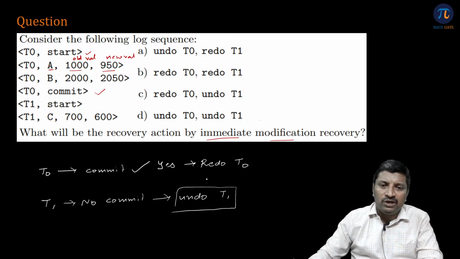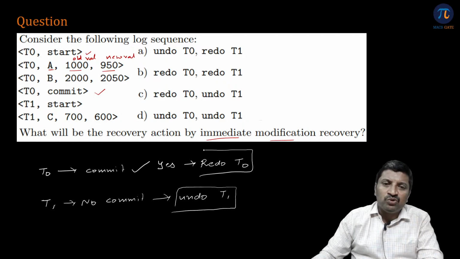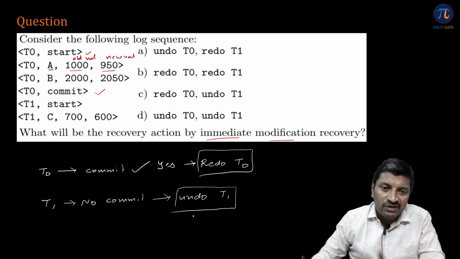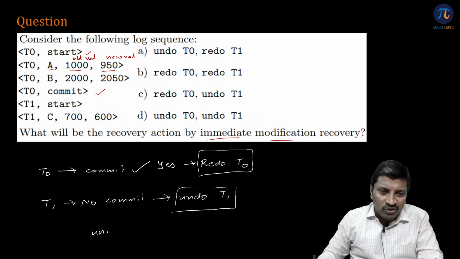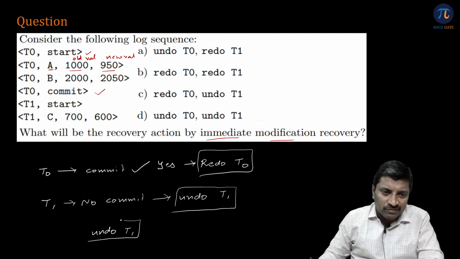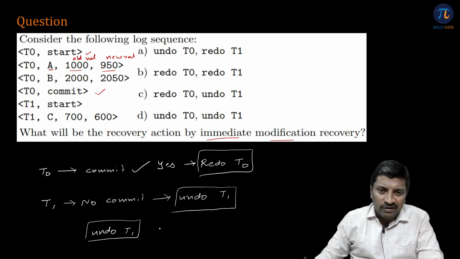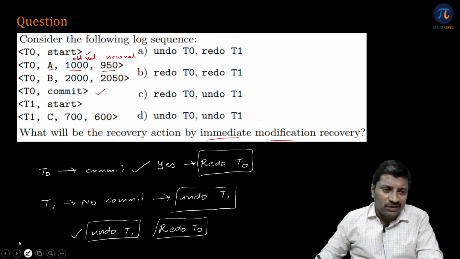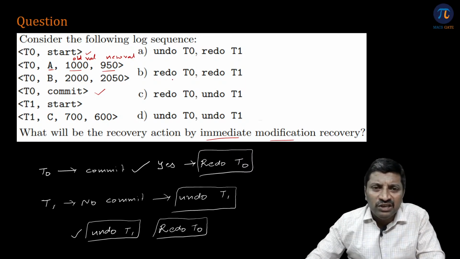So I need to do 2 tasks: undo T1, redo T0. Which do I need to do first, sir? I should not start with T0 just because it was started first. First I need to complete undo T1. This is my first course of action, followed by redo T0, because all the undos must be done before redos. So what is the answer, sir? Undo T1.